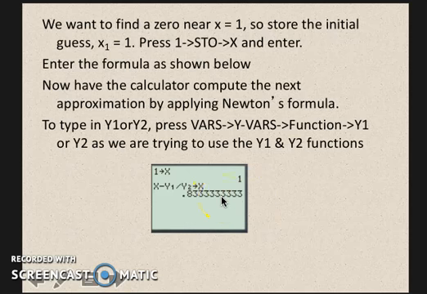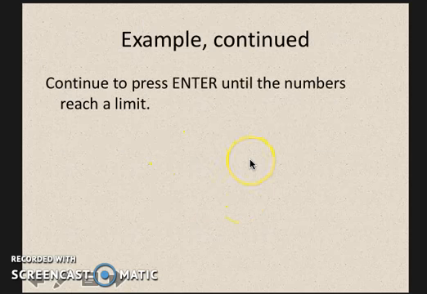Now do you have to repeat the same thing? You don't have to enter this formula again and again. After you get this number, you already have it stored as your new x, and now you just press enter again and you will get a new number here. So you have to continue pressing enter until the numbers reach a limit.